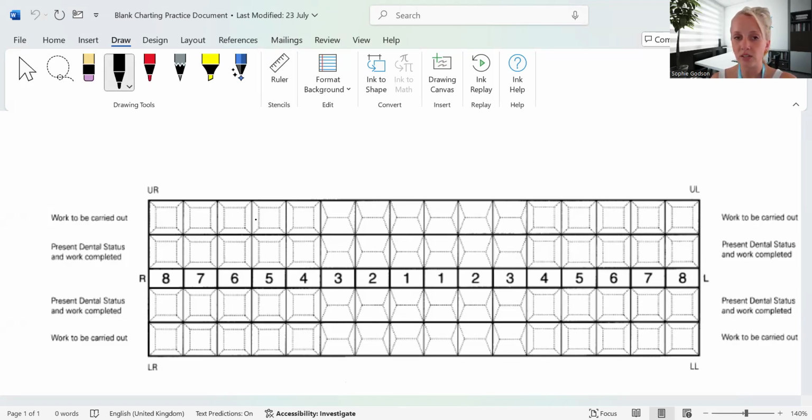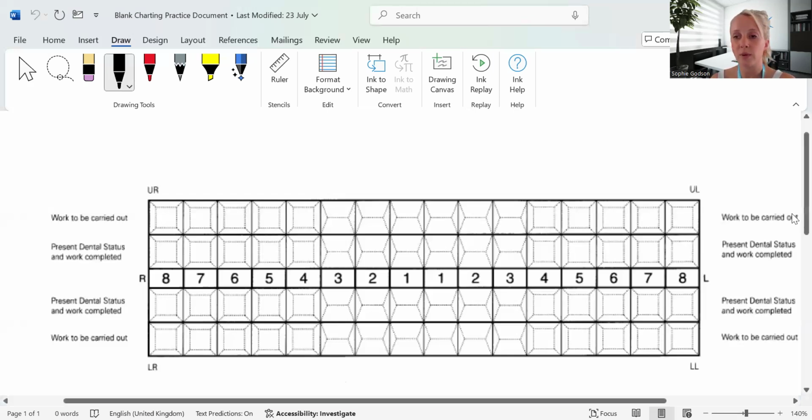So the outside edge is your treatment plan. Anything that needs to be done or that isn't sound, that we need to keep an eye on or anything like that. Then you've got your baseline. Anything that is present, sound, unrestored, anything that's there. Okay. And then you've got your teeth. So you've got 1 to 8. So you've got your incisors, you've got your lateral incisors, you've got your canines, your first premolars, your second premolars, your first molar, your second molar, and your third molar.